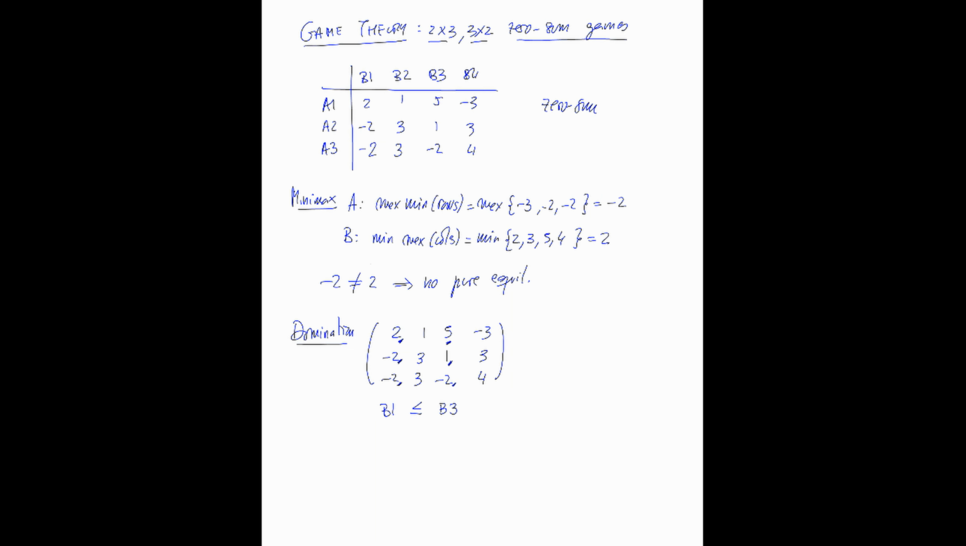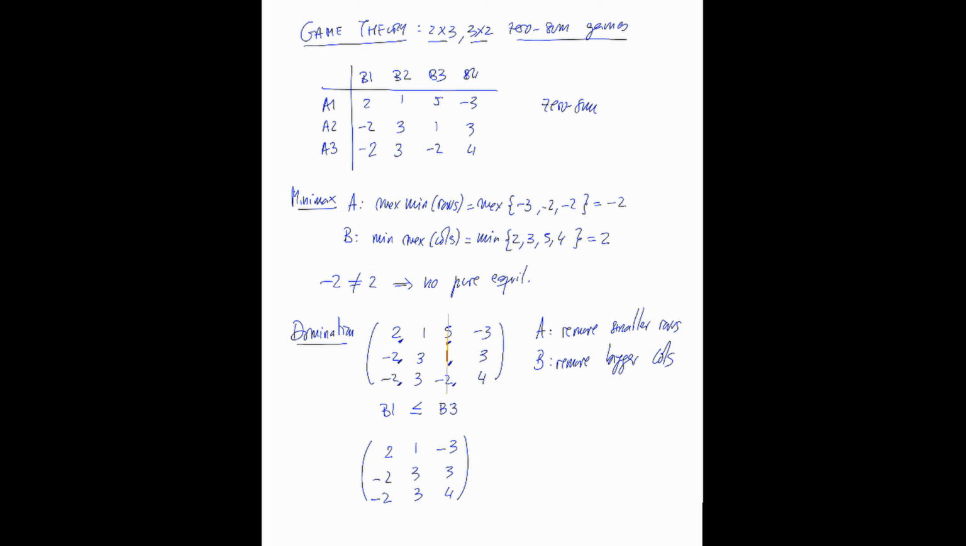5 is greater than 2. 1 is greater than -2. And -2 is equal to -2. Which means that we get rid of B3, because remember, the rules are for A, we get rid of smaller rows, and for B, we remove the bigger columns. So we're left with the matrix 2, -2, -2, 1, 3, 3, and -3, 3, 4.